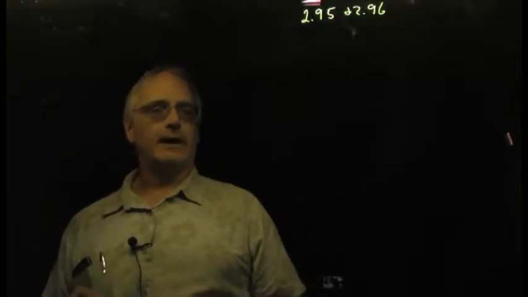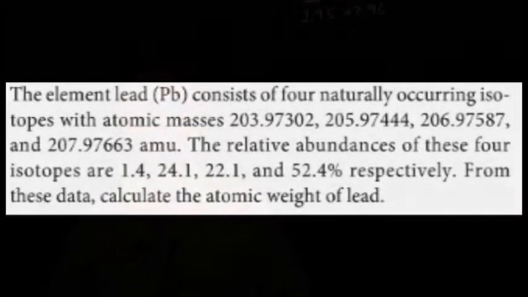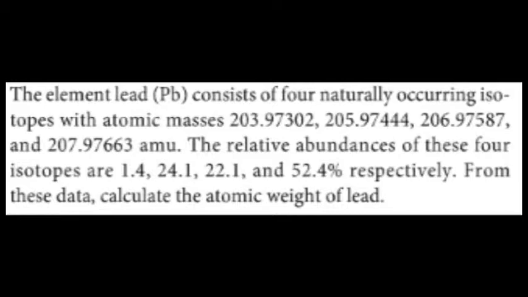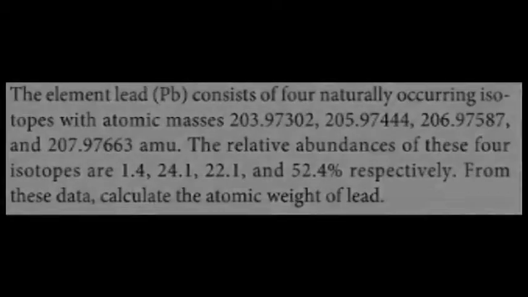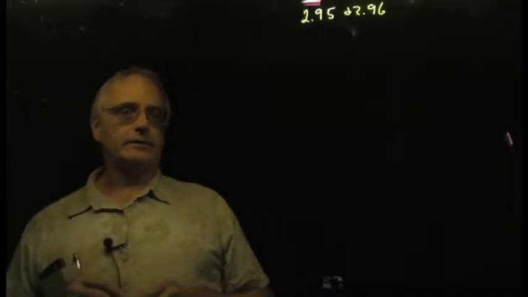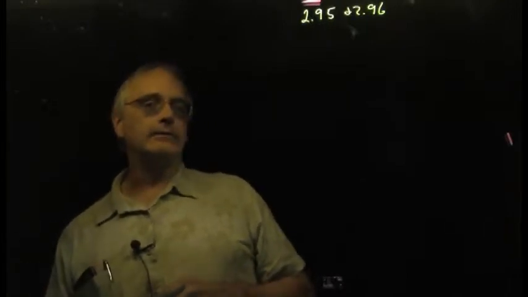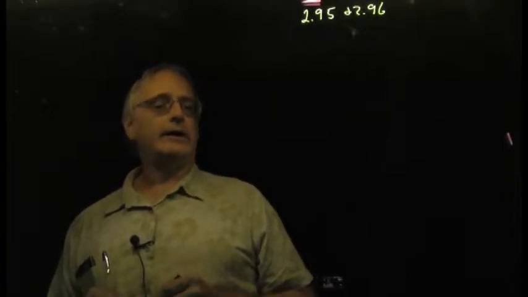As always, we're going to first take a quick glance at the problem. So here is problem 95 in Chapter 2. Now, this one is a classic calculation of atomic weight using the weighted averages, the fact that all the isotopes are not created equally. Some are rare, some are fairly common. This one involves lead, and it has 4 different isotopes involved here.